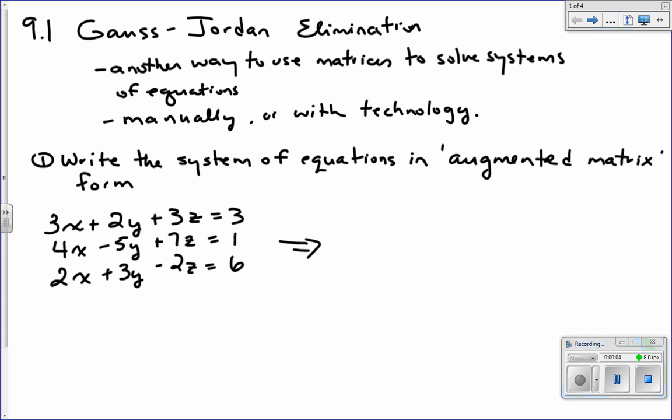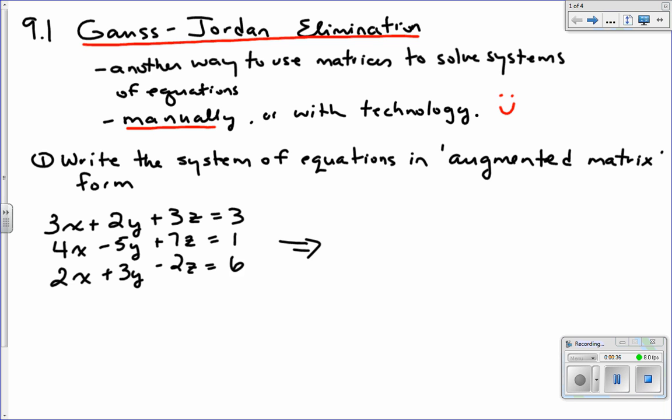Today we're looking at Gauss-Jordan elimination, which is one more way to use matrices to solve systems of equations. We're going to practice it manually first, but then I'll also show you how we can use technology in order to solve systems of equations quickly and efficiently. Gauss-Jordan elimination is interesting because you really don't need to understand a lot about matrices in order to use this method. So we're going to walk through an example with a 3 by 3 system.